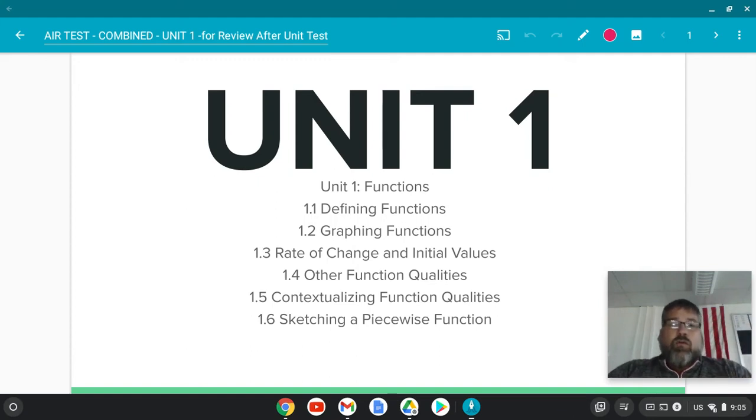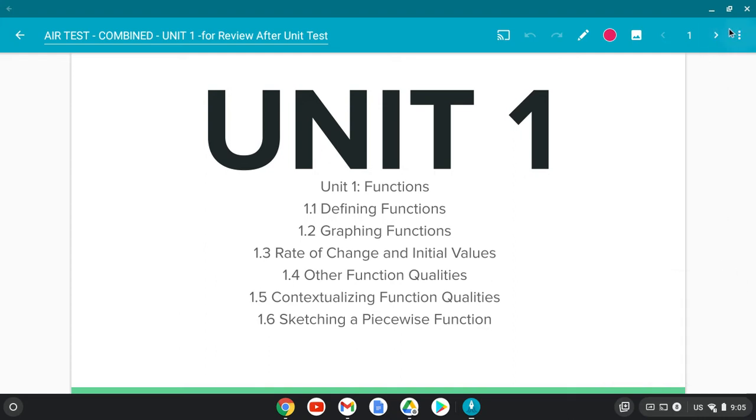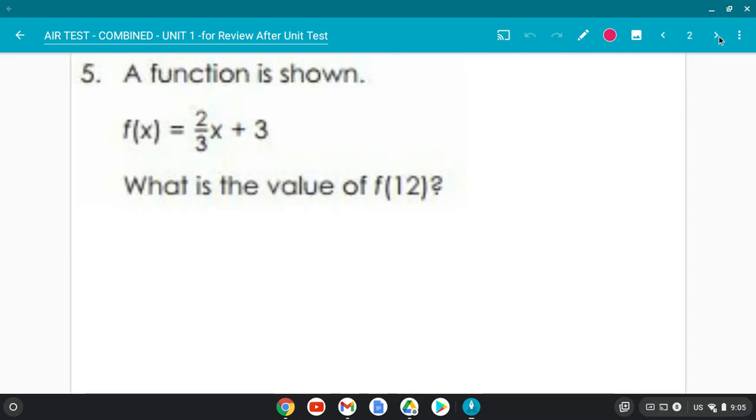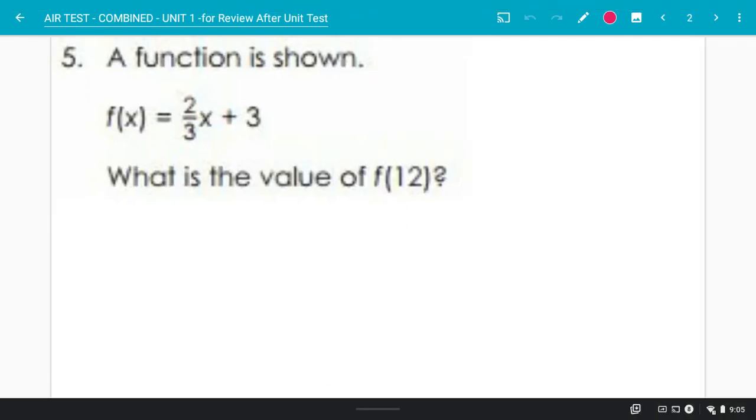All right, we're going over the Unit 1 EOY questions that we reviewed yesterday. Let's go to work. Now, all of these questions that we're doing, there's 6 of them, are similar to the stuff that we've talked about here in Unit 1.